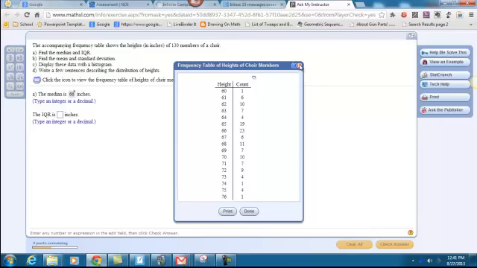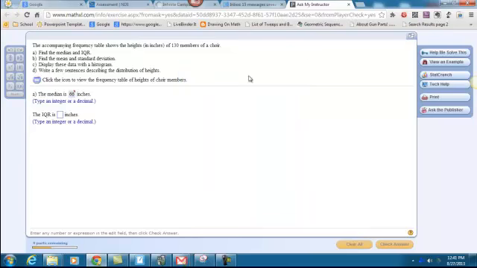So when you did this problem right here, your median should have been 66 and your IQR should have been 5. Let's just check that out. That's correct. Okay. The next thing we'll do is the mean.